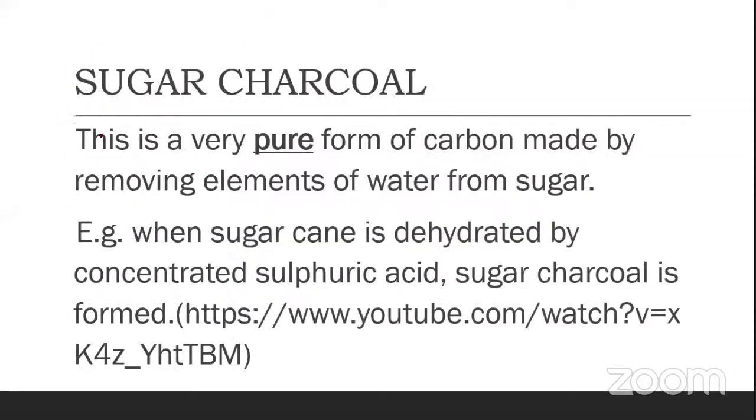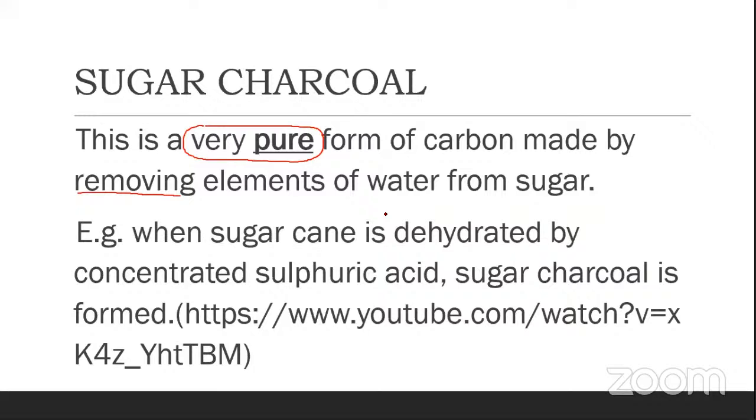We go to sugar charcoal. Sugar charcoal is the purest form of carbon. This is very important. Normally it comes in paper one asking you which of the following is the purest form of carbon, and they put for you all the forms of amorphous carbon, including sugar charcoal. It is made by removing the elements of water from sugar. So basically here we remove the water from sugar.